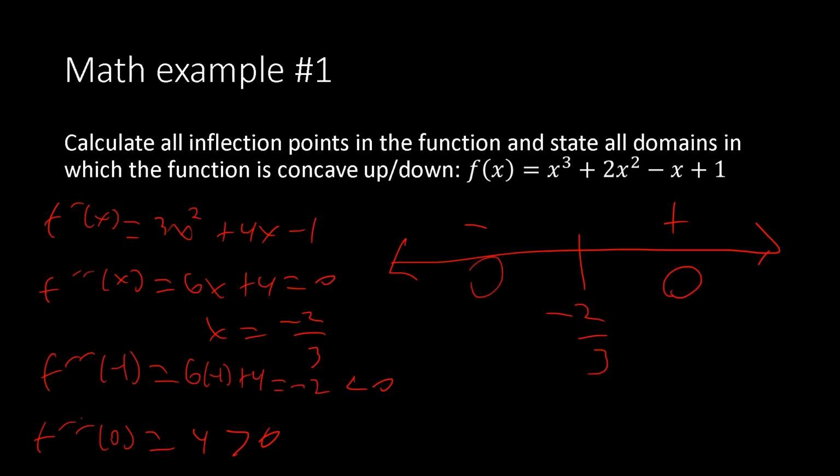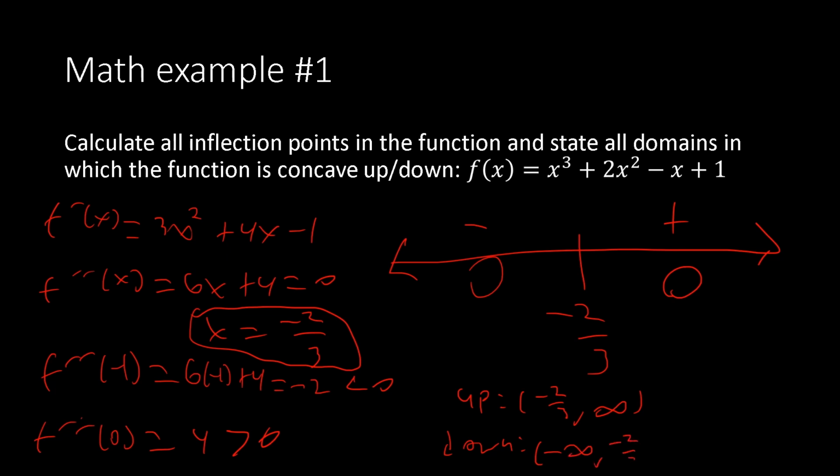So our inflection point is this. Concave up is going to be -2/3 to infinity. Concave down is going to be -infinity to -2/3. And that's our answer. All right, next question.